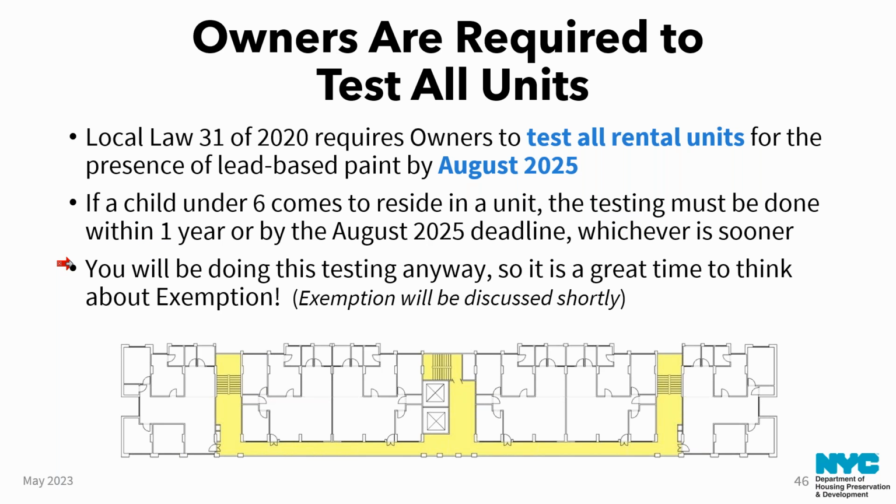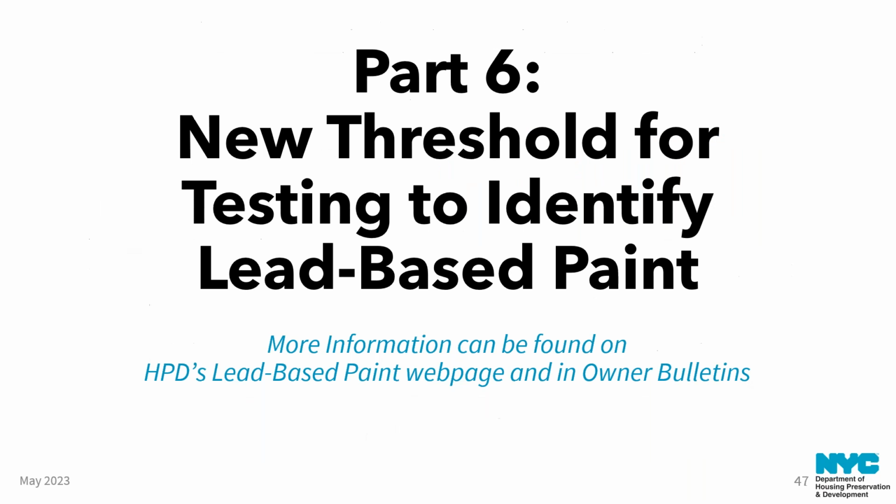Now, the good news about this provision is that testing is the key first step in getting an exemption. So you're already going to have all of your testing results queued up and ready in the process of complying with this Local Law 131 of 2020, and that's going to set you up very nicely to make an assessment of applying for exemptions in the units in the buildings that you own or manage.